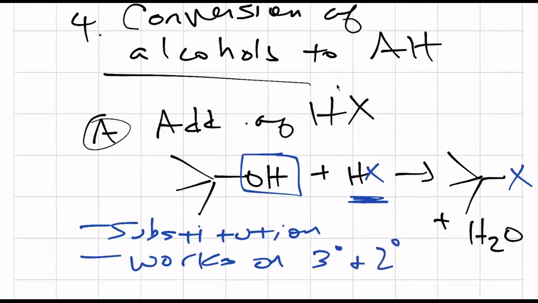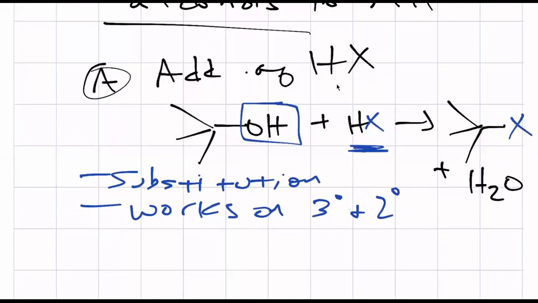Right. And this works on not primary, tertiary and secondary alcohols. And what type of substitution do you think it is if you do it on a tertiary? I think we talked about this. As a matter of fact, I know we did in part 1. Is it Sn1? Yes. Who was that? Amaria. Maria. Yeah, it is Sn1. It's an Sn1 type substitution.